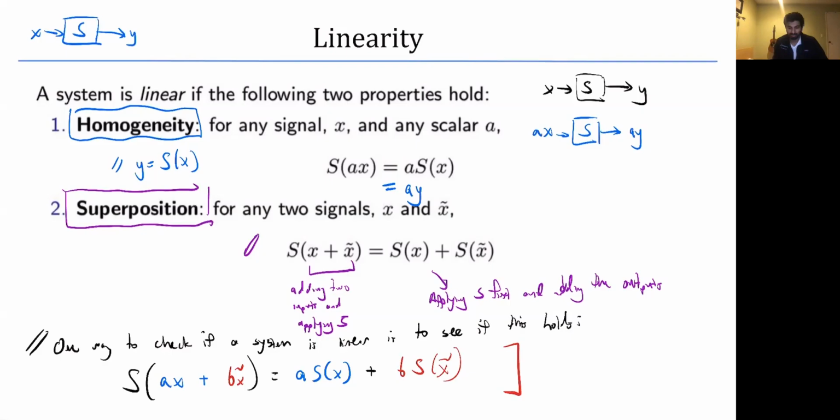Great, moving on. We can start by looking at some of the basic systems that we looked at, like the AM radio and the squarer, and seeing if they are indeed linear systems. Previously, we checked that they satisfy time invariance. Now, let us check if they satisfy linearity. So let me start again with AM radio.